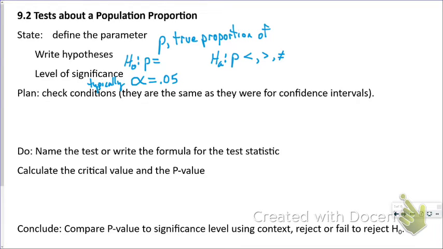For the plan step, we already know all those from chapter 8. It needs to be a random sample, and the large counts condition needs to be true. We go back to chapter 7 for this. This is kind of confusing because in chapter 8, confidence intervals, we had hats on those p's. But this p right there is whatever this claim is up here.